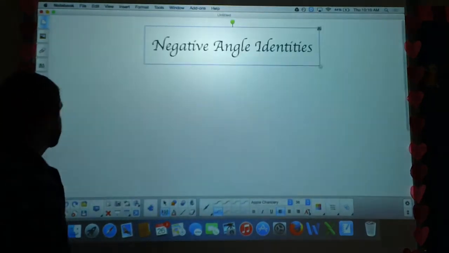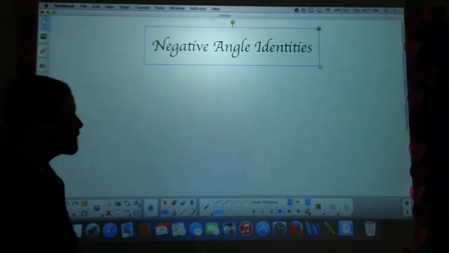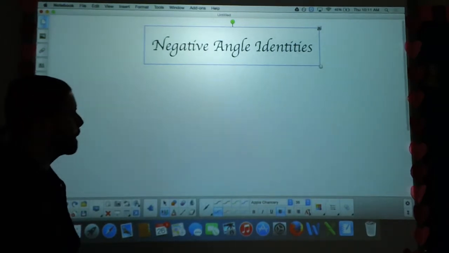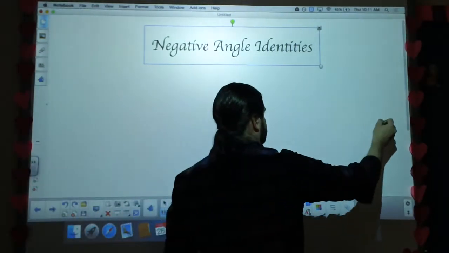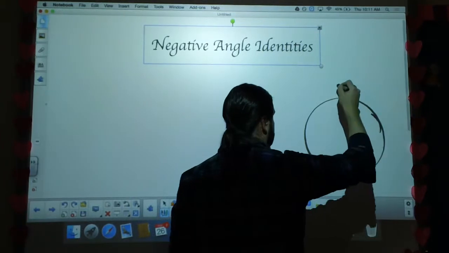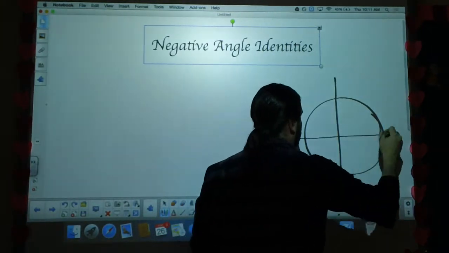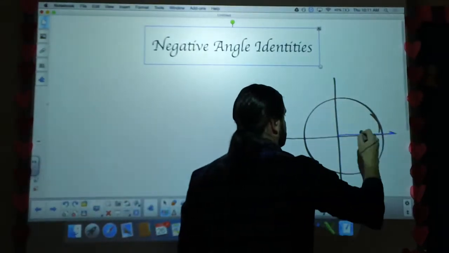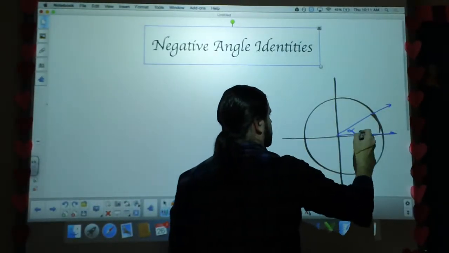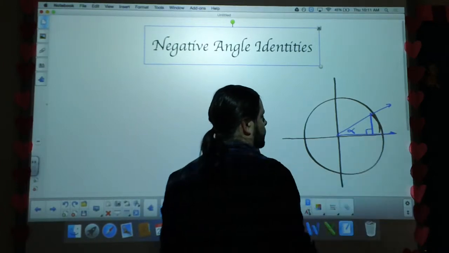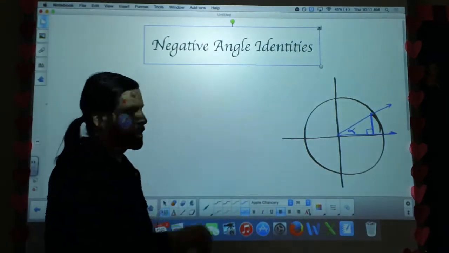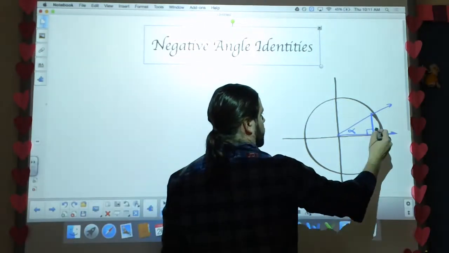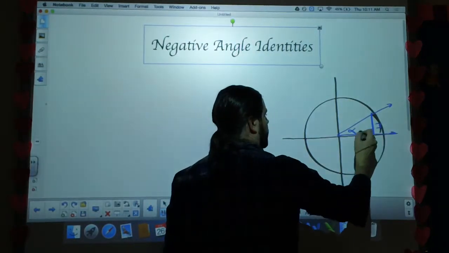Onward. Negative angle identities. This one's a little trickier. But if you think it through, and if you go slow, it's not so bad. Here's a circle. It's a circle on a coordinate plane. Let's say that I have this angle. That angle makes this triangle. And I could pretend that the sides are something convenient. Like, let's say, 3, 4, and 5.